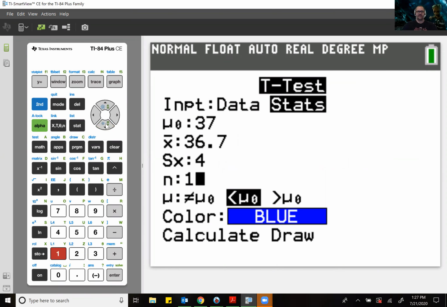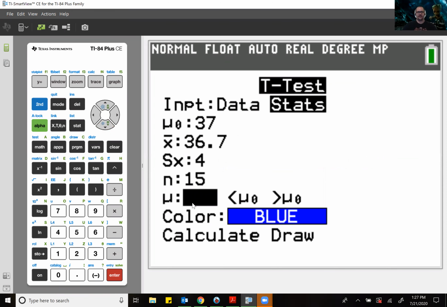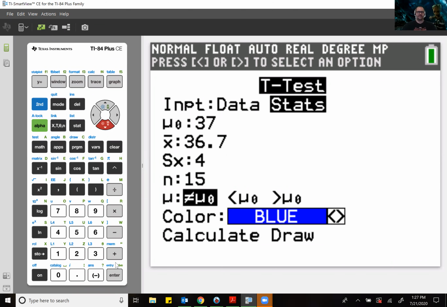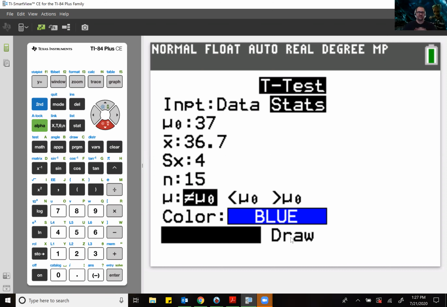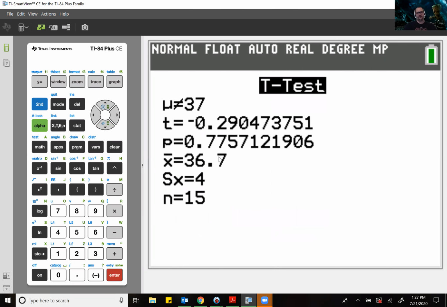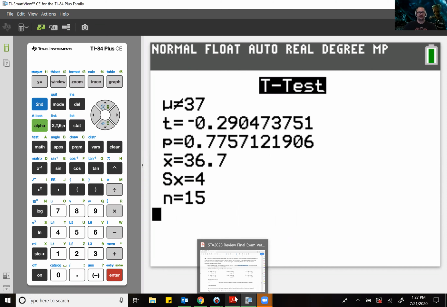And then, because it is hypothesis testing, we are doing the not equal. So make sure that one is highlighted. Then all we have to do is come down to Calculate, and we've got all of the information we need. Here's the T. Here's the P.